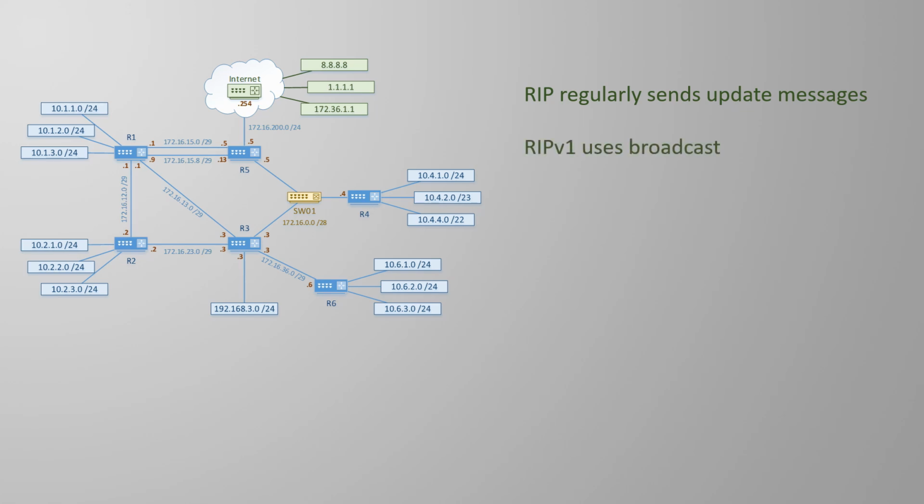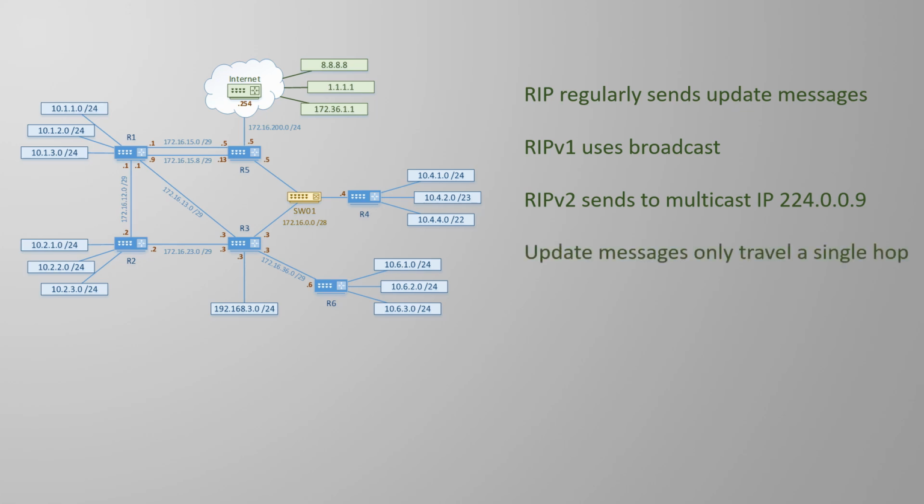RIP v1 broadcasts these messages to all hosts on the network. RIP v2 is a little more elegant and sends them to multicast address 224.0.0.9. Sending these update messages to a multicast address means that only routers listening for RIP messages will get them. This is much more efficient than a broadcast. RIP messages will not be sent further than a single hop. So, for example, if R1 starts sending updates to R2, R2 will not forward these messages to R3. It may create and send its own update messages, but it won't forward the exact message it received from R1.